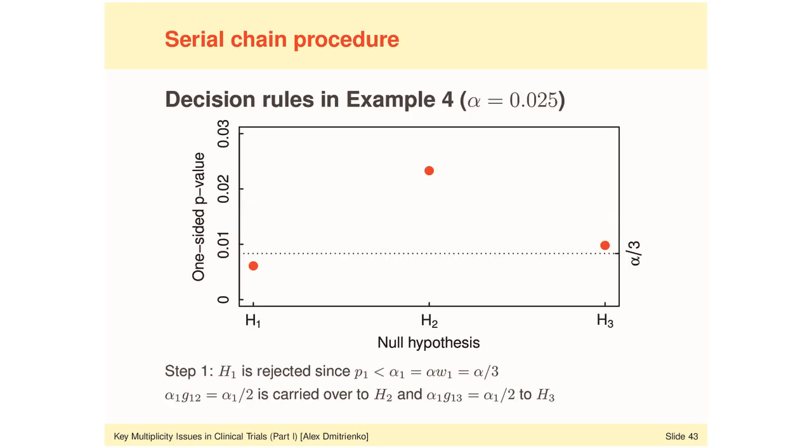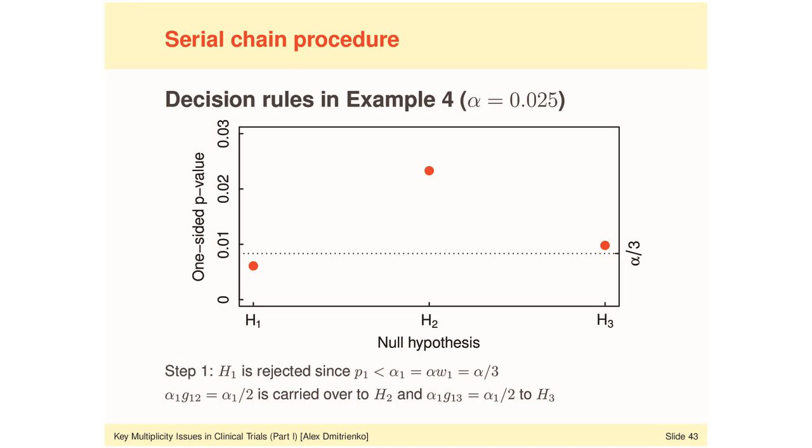We're going to now take a look at a familiar set of plots that show us the relationship among the one-sided p-values across the 3 hypotheses of interest, and we're going to apply a 3-step testing algorithm for the chain procedure that was defined on slide 42.